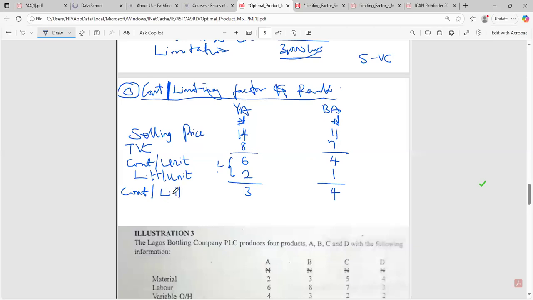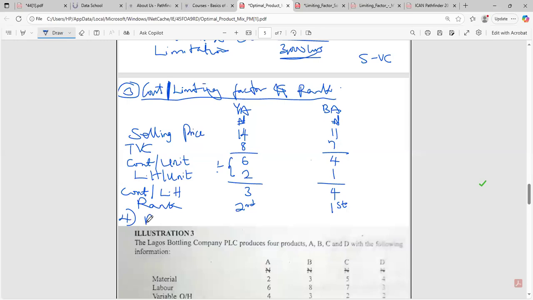Labor hour. What do you do next? We rank. So which one is first? Which one is second? Bar is first, sorry. And this one is second. After rank, we move to step 4. What's step 4?